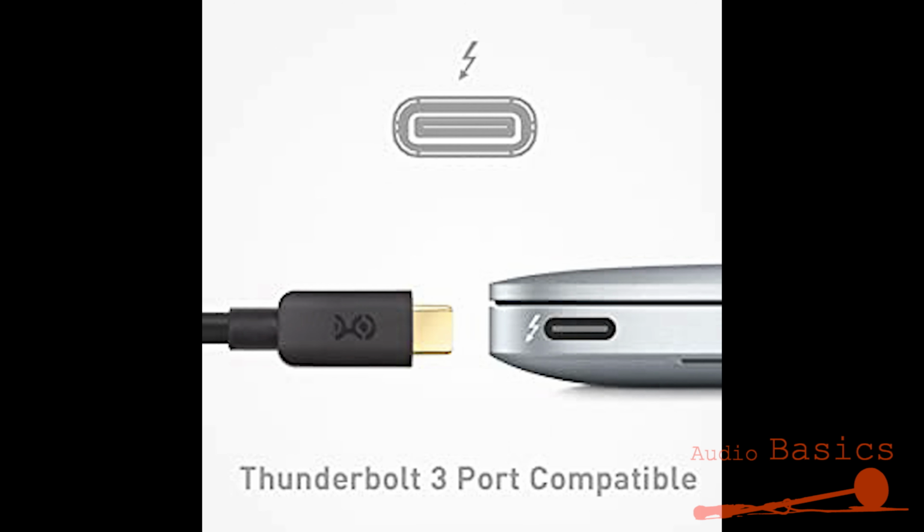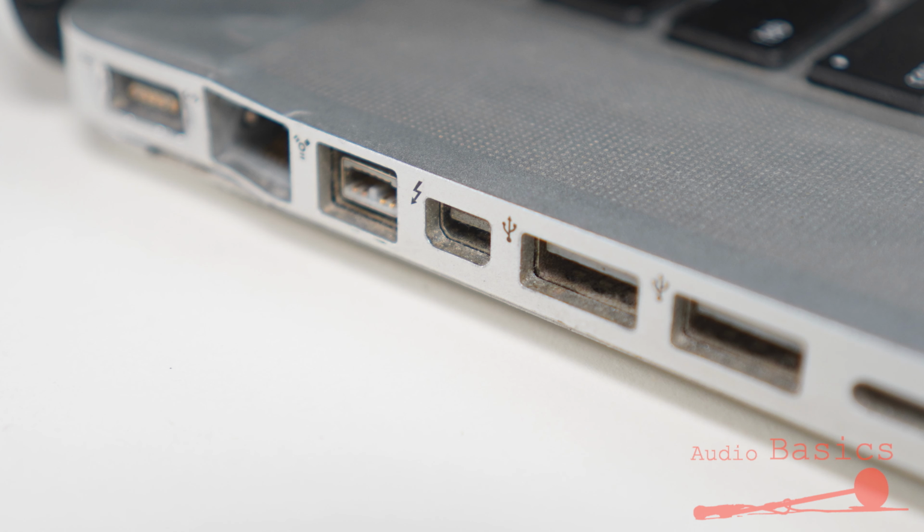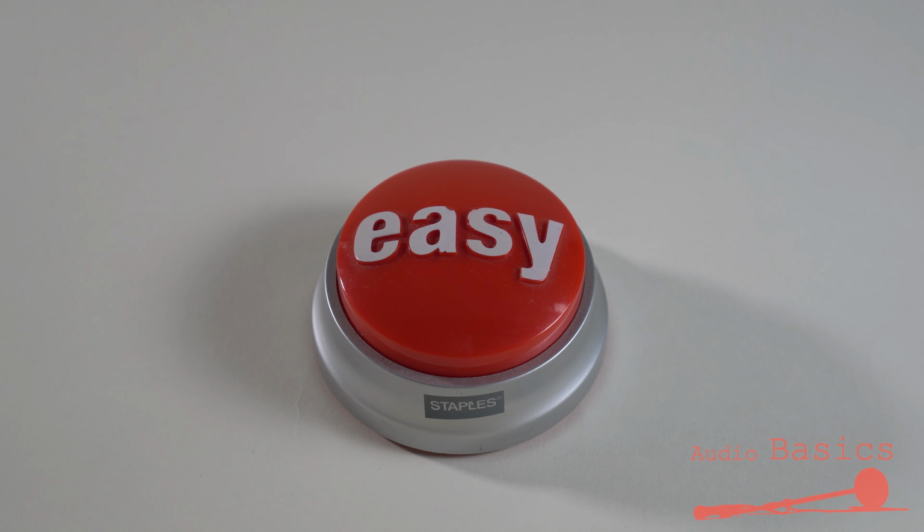The way to tell the difference between these ports is the Lightning logo. If your port on your computer has this logo, you can purchase and use a Thunderbolt interface. Otherwise, USB or USB-C are going to be the only options for you. As you can see, my interface uses the older Thunderbolt connection, which my also older MacBook here has. Easy. That was easy.